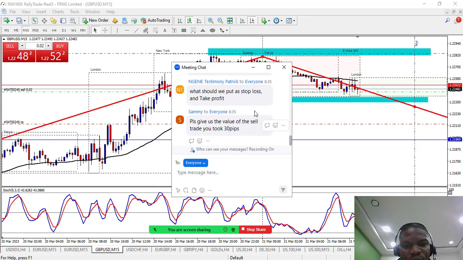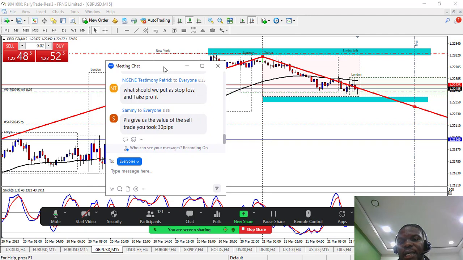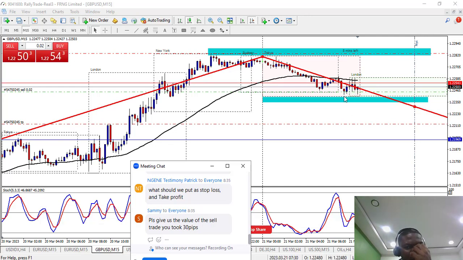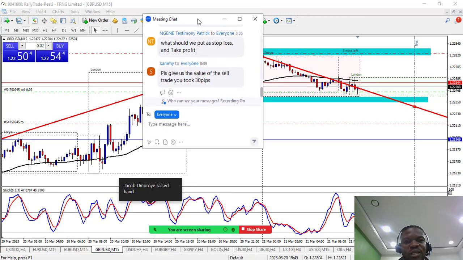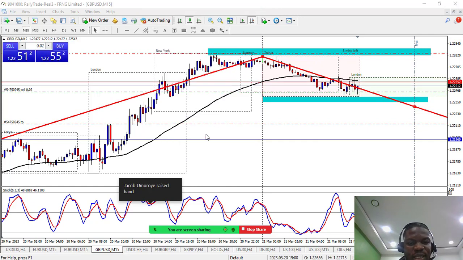So please give us the value of the sell. I took an instant sell. Then if you watch carefully, your chart should also be on 15 minutes time frame. Just below the two lows, so you can see we're having a double lows here, just below the two lows, if the price can trade below those two lows, then you want to do a sell. This is for GPUSD. Let's move on, please.